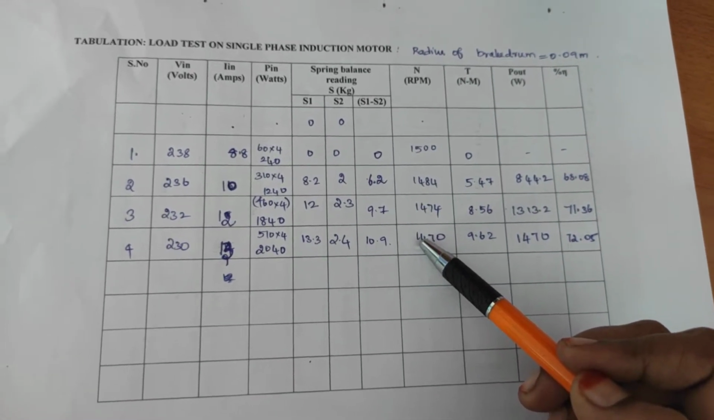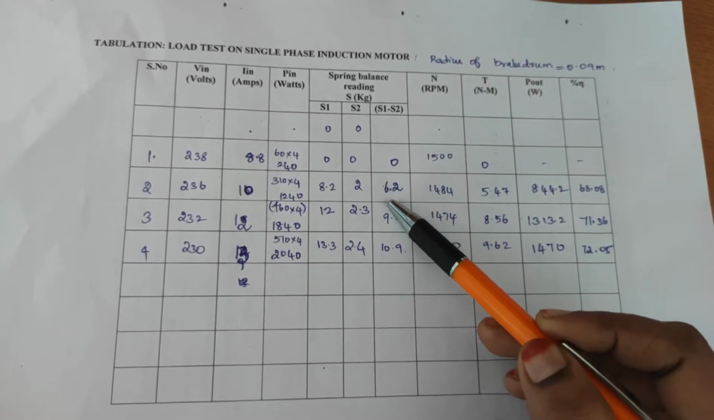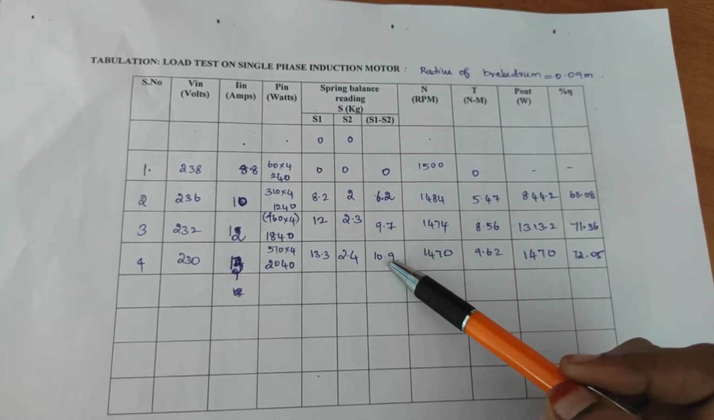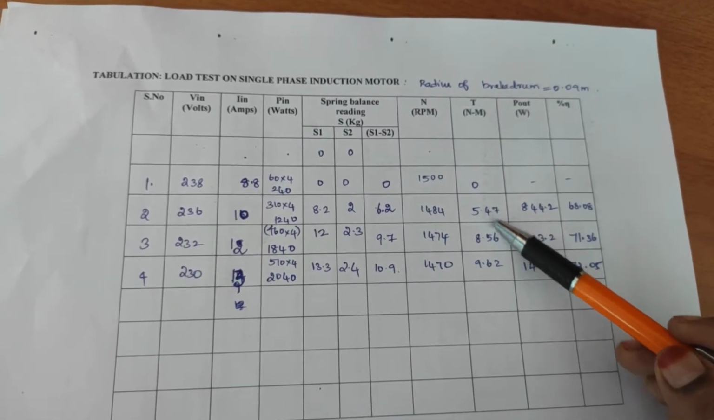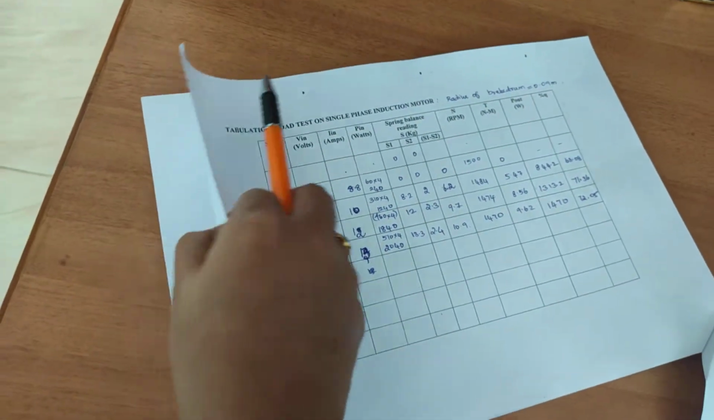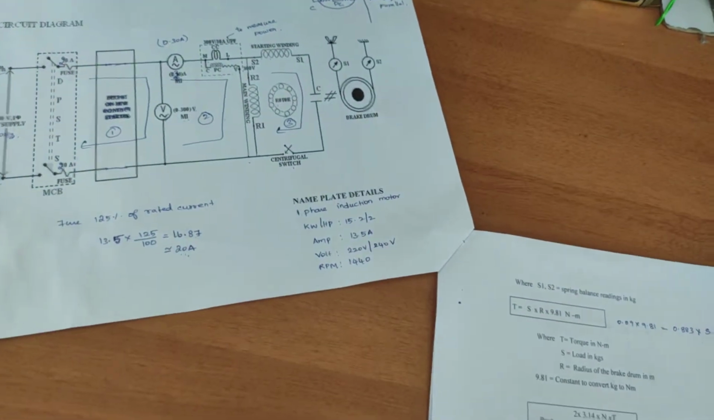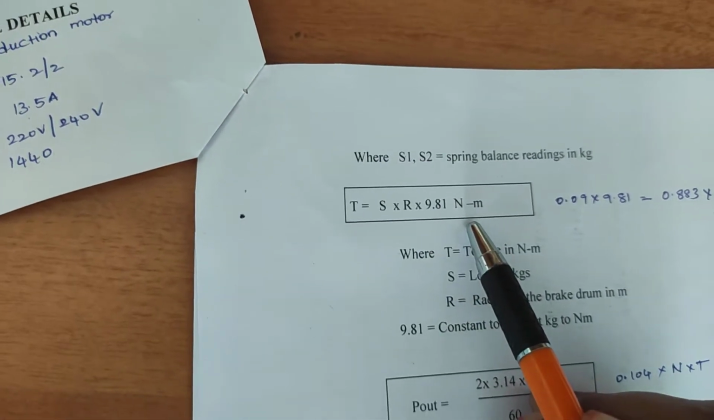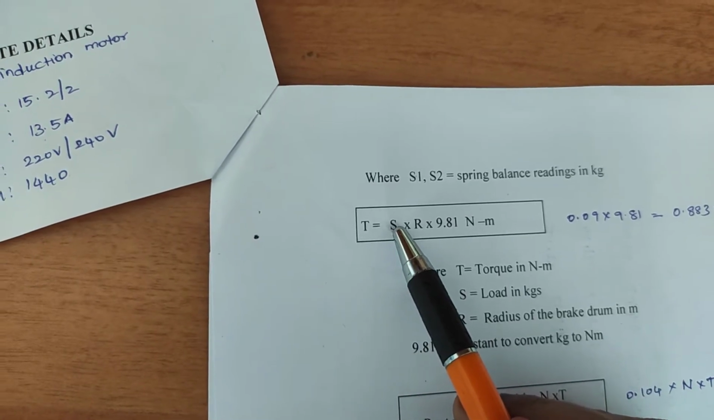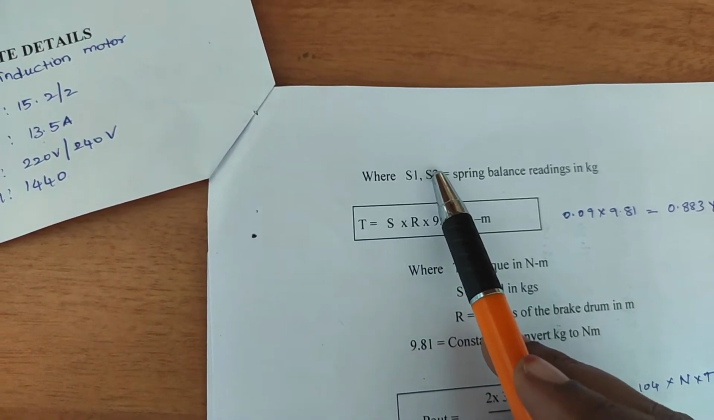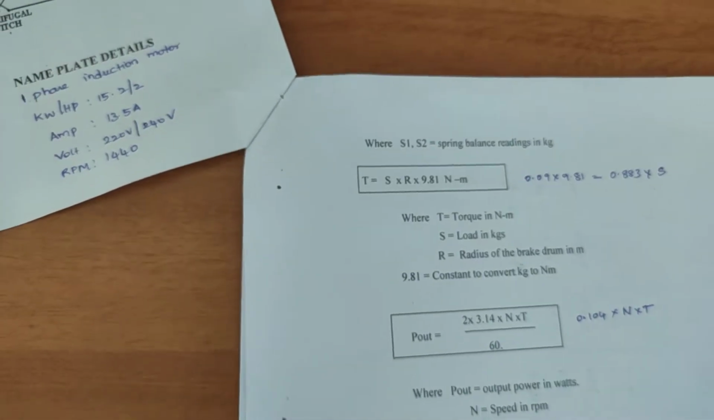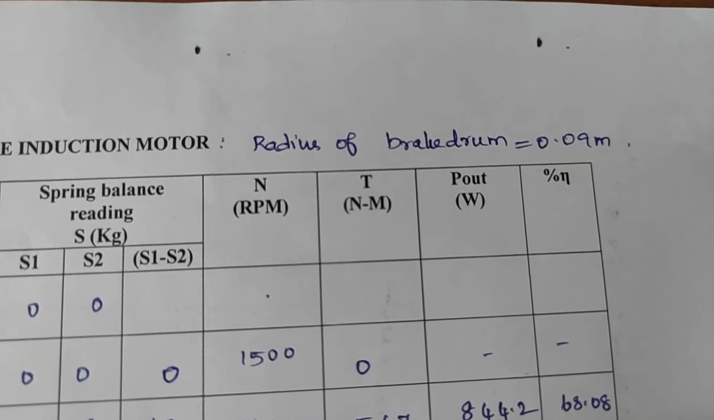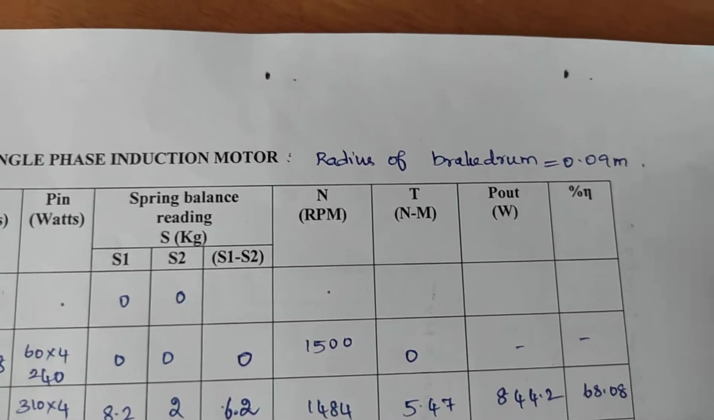Next, we have to calculate S1 minus S2, and then the torque. We all know the torque formula is S into R into 9.81. This we have seen for the DC motor also, the same formula. S is calculated from S1 minus S2, and R is the radius of the brake drum. In this experiment, the radius of the brake drum we are using is 0.09 meter.